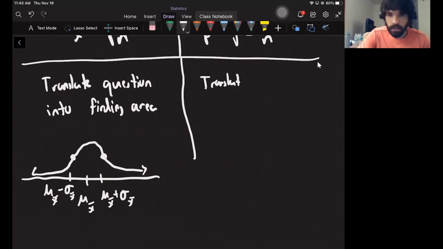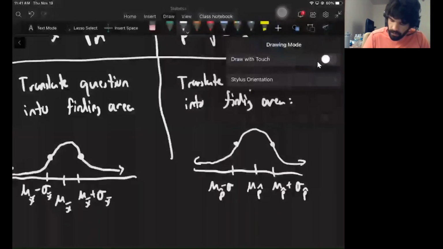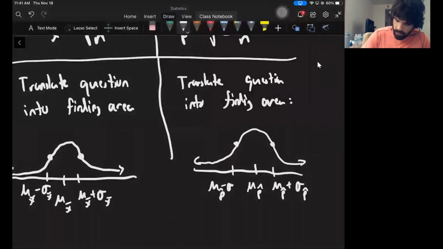Uh-oh, my screen sharing disappeared. What happened? Okay, well, the notes will have it written down anyway, so hopefully this isn't too bad. But anyway, this is the finished product there.